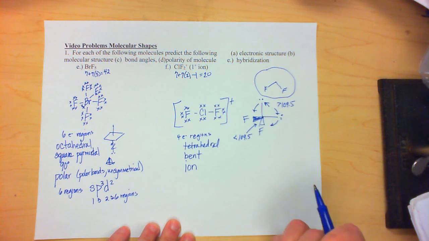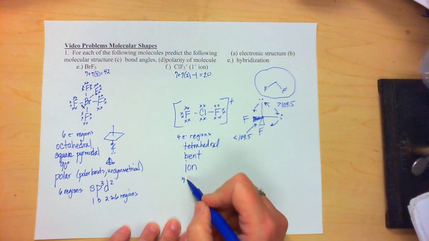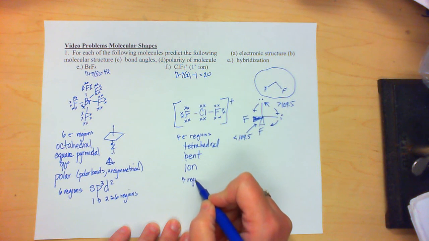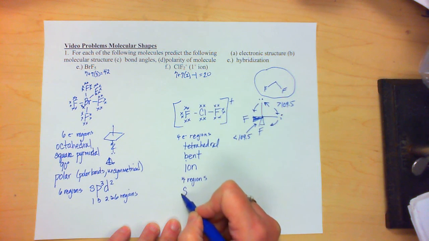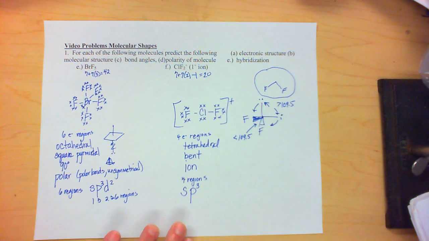They're ions. Alright, hybridization is, we're back to 4 regions. That means we need 1 S and 3 P's. So in ClF2+, the hybridization is sp3.